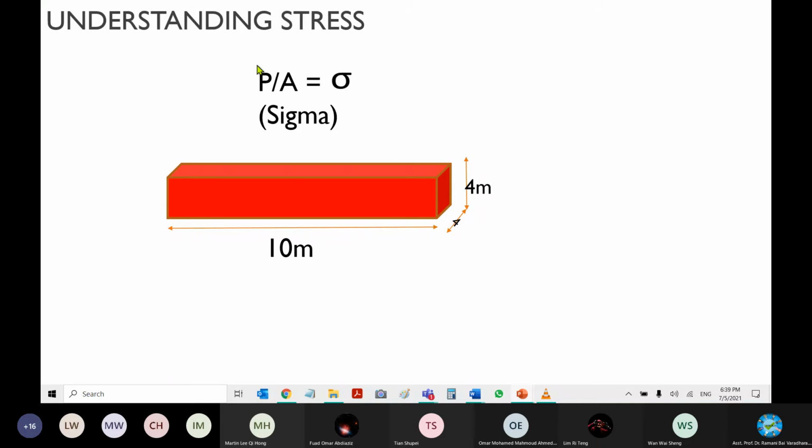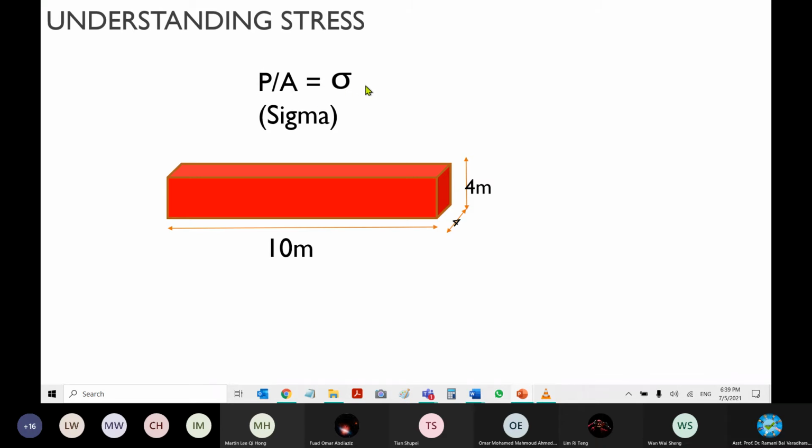Let us understand how the cross-sectional area contributes to the stress distribution, or otherwise the stress concentration, in any structural member. Take a structural member, take a beam, which is very common and one you can understand. Take this beam with a cross-section 4 by 4, length is 10 meters, right? Stress is defined as pressure over area, or force over area, load over area.